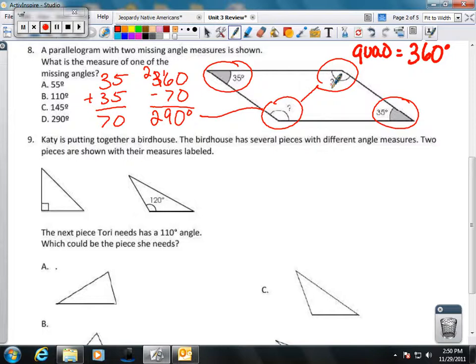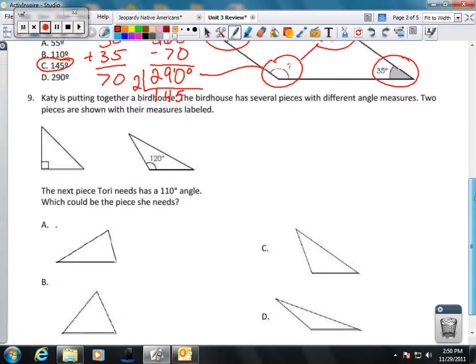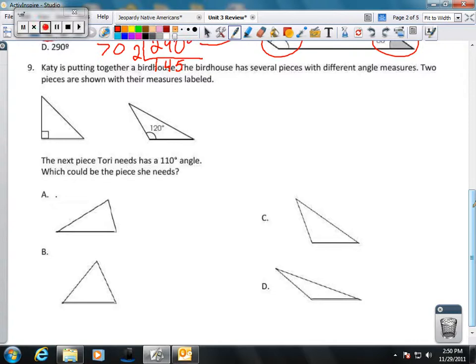Because of this, all we have to do now is take 290 and divide it by 2. 2 goes into 2 once, 2 goes into 9 4 times, with 1 left over, and 2 goes into 10 5 times. That gives us a total for one of those angles at 145 degrees. And we're going to move on now to the last question on this page.